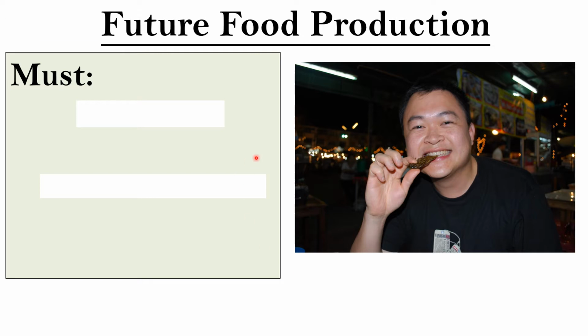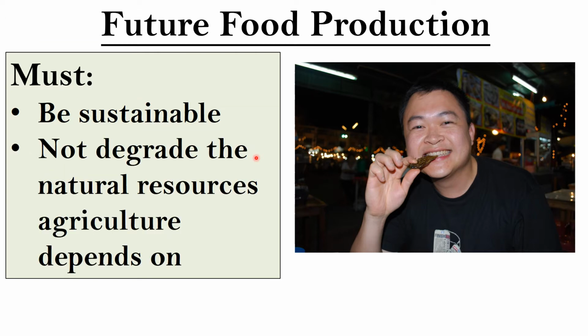So for future food production, think about what the missing words might be. It has to be sustainable, and at the same time, you don't want to degrade the natural resources that agriculture depends on. So you want to try and avoid erosion. I think if you've done geography, you might know about crop rotation. So you want to ensure that the quality of the soil remains good, so you can continue to farm and produce crops in these various areas.